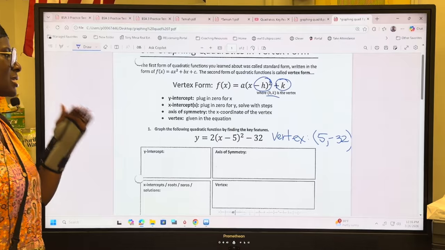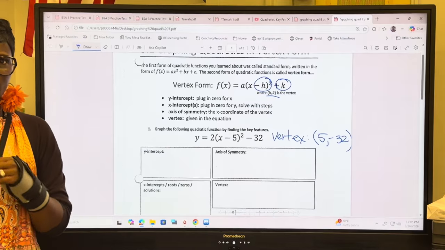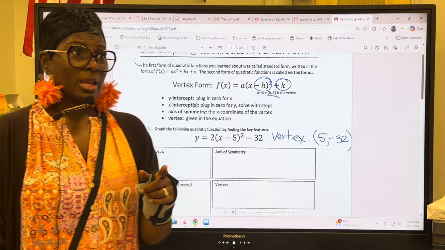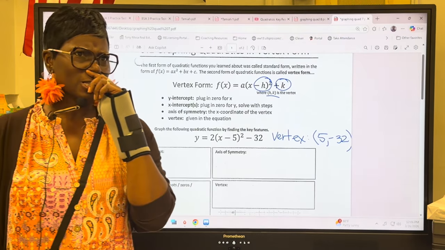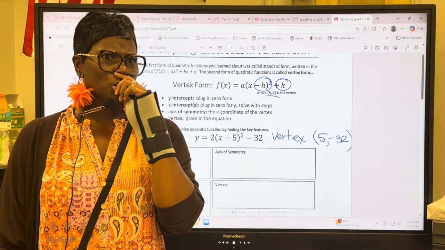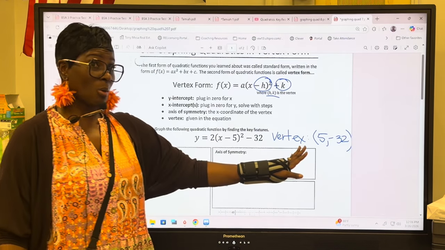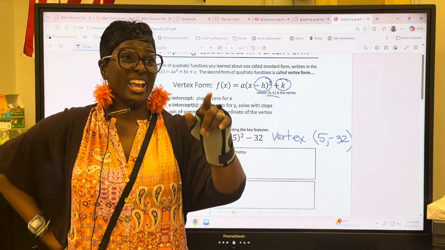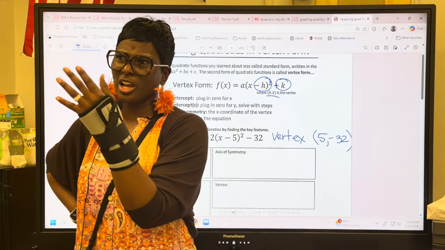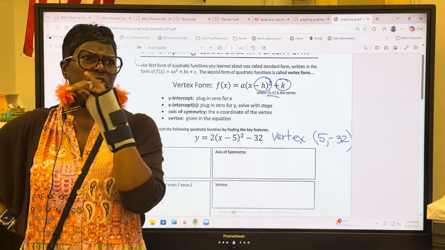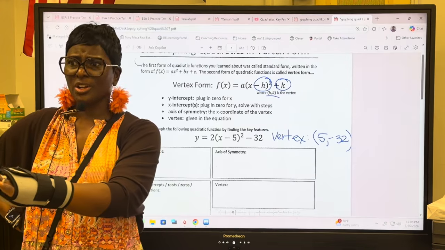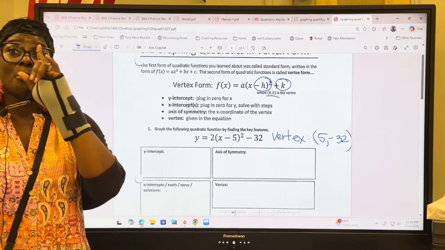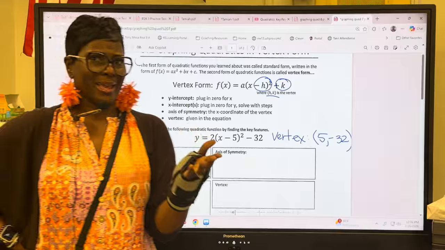What else does vertex form give us? Not just our vertex, it gives us our... What else does it give us? Do you see a starting point here? What would be the starting point? What gives us our starting point? Which form gives us our starting point? Standard, right? Vertex form gives us our vertex, but it also gives us our a.